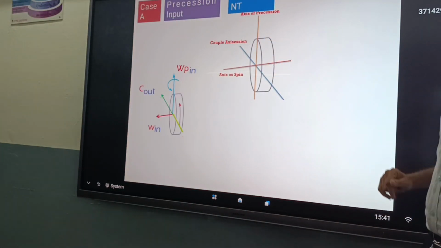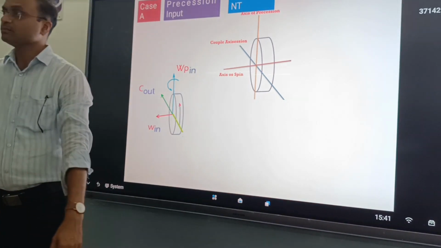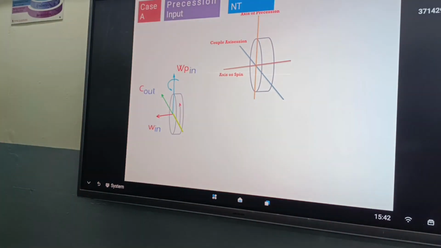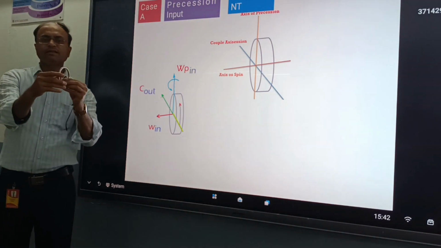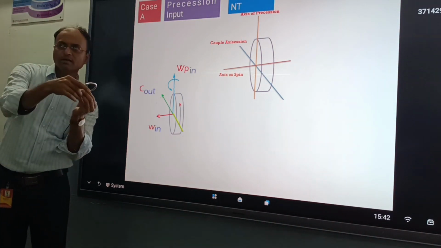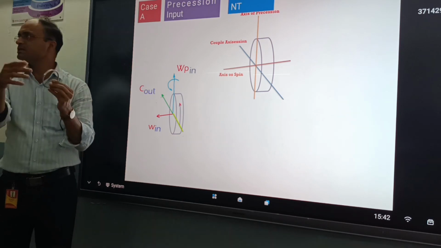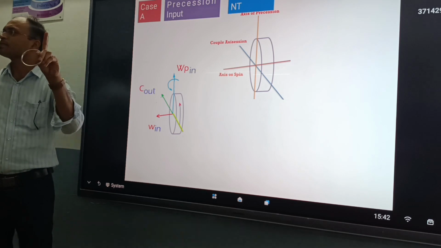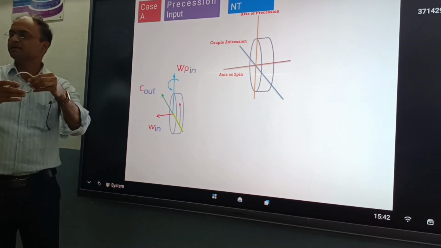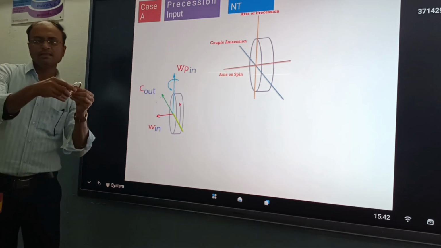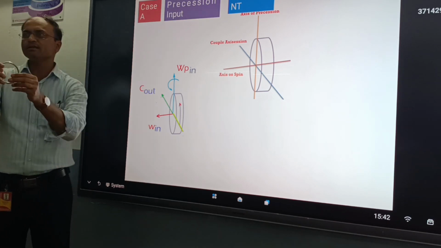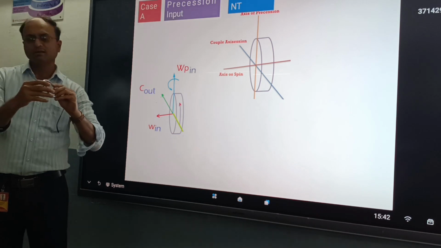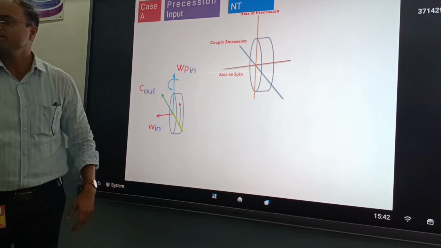Now we have just seen two cases. In case 1, previous case, what was the input? Precession. Precession was the input. That means disc is rotating, and in this case, if it is turned, what is the output? Couple is the output. In second case, what did we see? Disc is rotating. In both the cases, what is common? Disc is rotating. In first case, it is given precession. In that case, couple is the output. In second case, if disc is rotating and if it is given couple as input, what is the output? Precession is the output. So that is what is mentioned here.